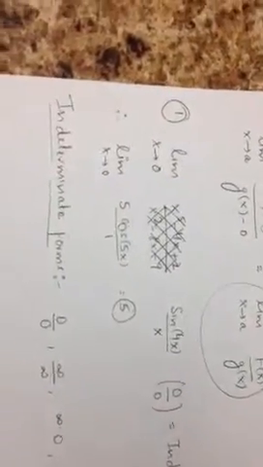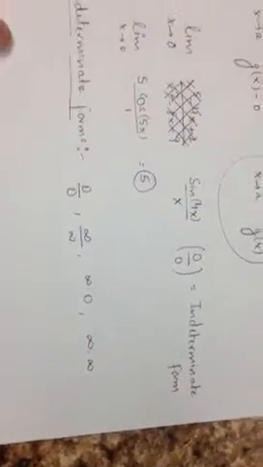These are some indeterminate forms: 0 over 0, infinity over infinity, infinity times 0, infinity minus infinity. Let's look at some more examples.